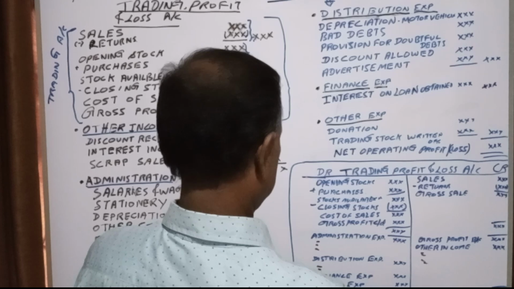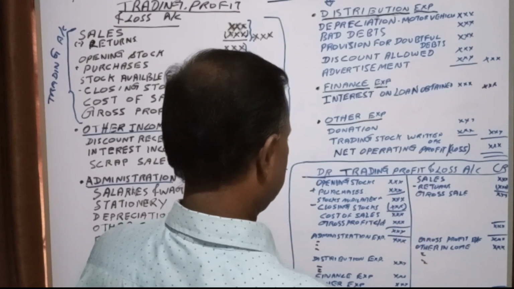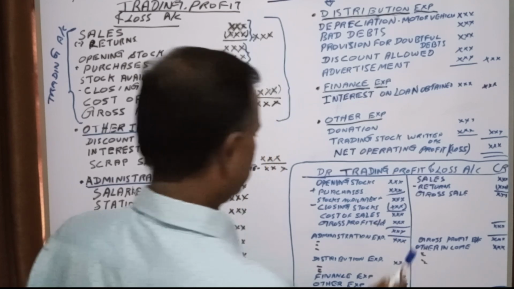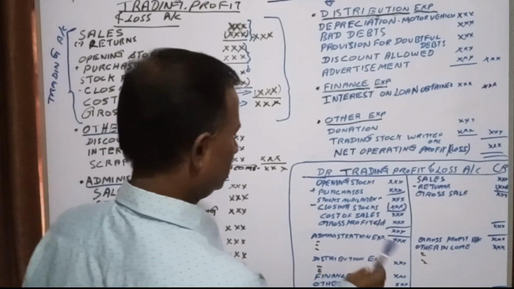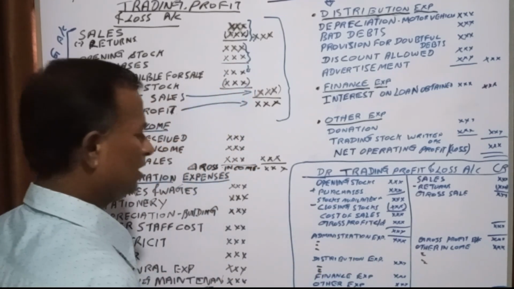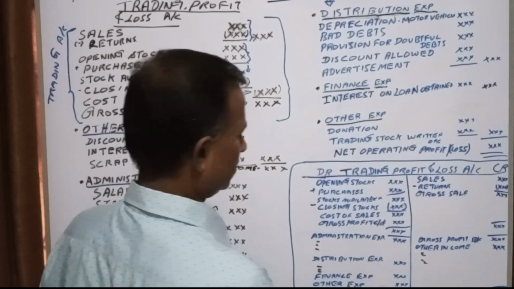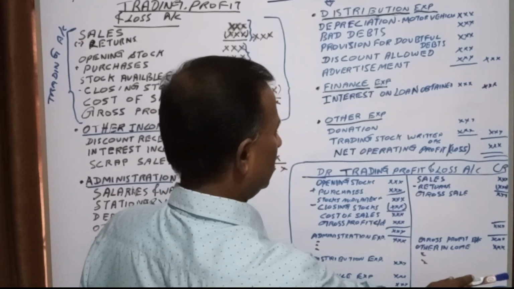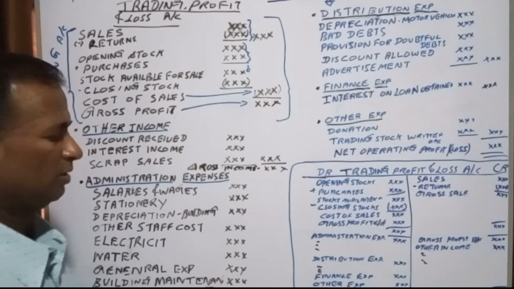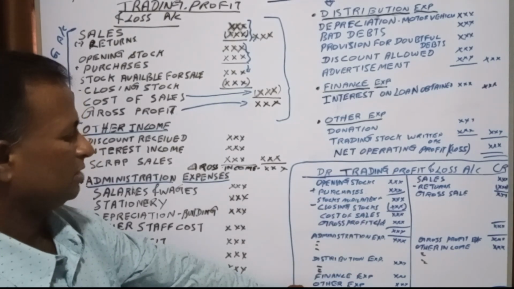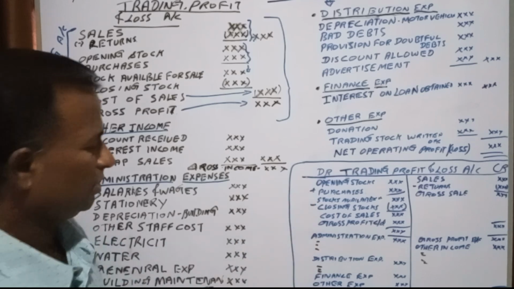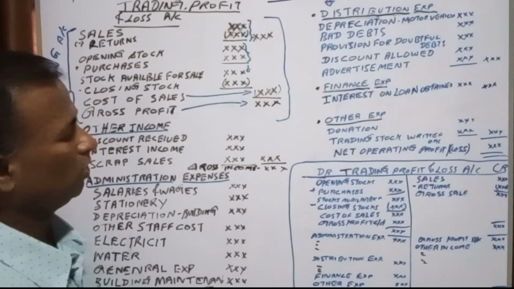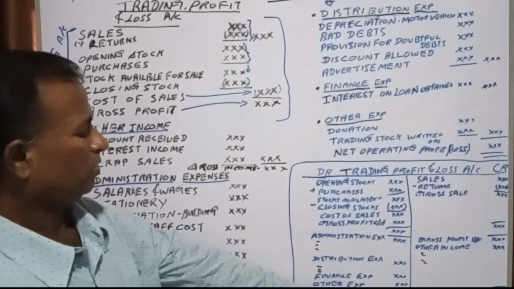Then all these expenses have to be deducted from the gross income. Then we will arrive at the net operating profit or loss. If the balancing figure is coming on the debit side, then it is called net operating profit. If the balancing figure is on the credit side, then it is the net operating loss. Okay, it depends on the balancing figure, which side it is appearing. On that only we can decide whether it is a profit or loss. Here we assume it is a net operating profit.